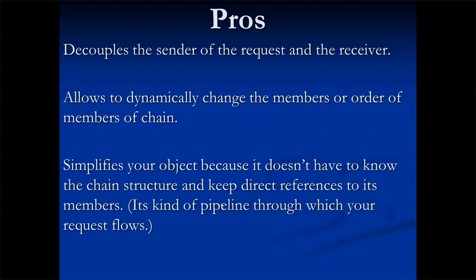So the pros are, as we discussed, it decouples the sender of the request and the receiver. They are completely different. It allows you to dynamically change the members or order of members of the chain. As we discussed, you can remove them, change the order, or add more handlers, more actions. It simplifies your object because it doesn't have to know the chain structure and keep direct references to its members. It's kind of a pipeline through which your request flows.